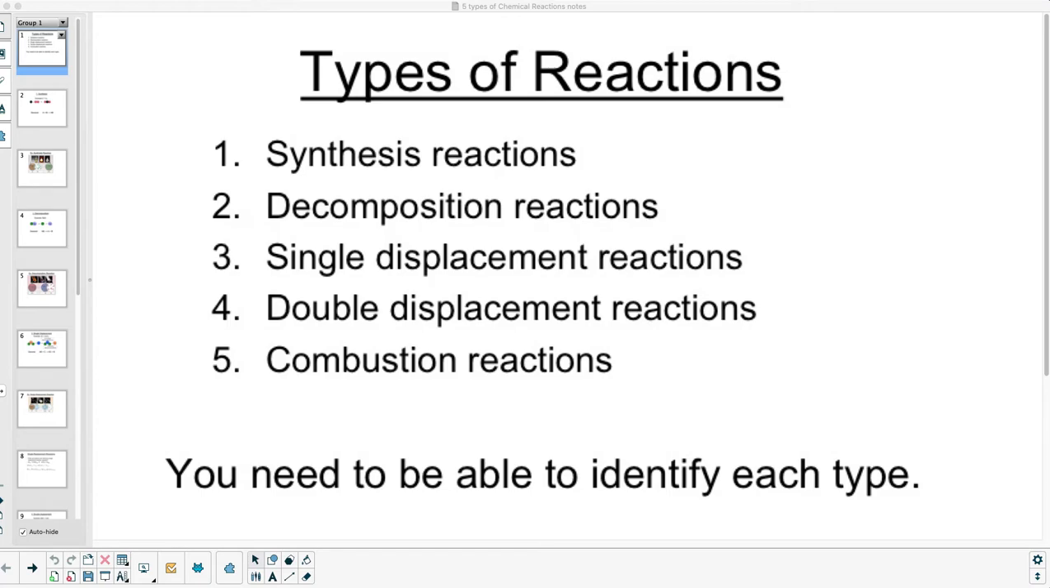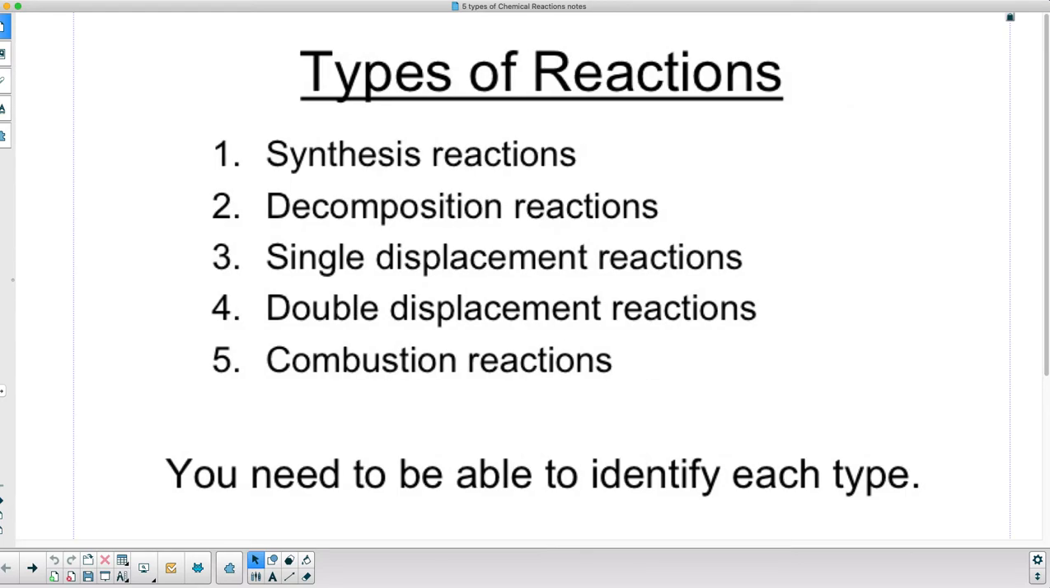Reactions that we're going to go over. Actually, there's hundreds of different types of reactions. However, we're going to take a look at 5 of the most common types of reactions. These do get a little bit confusing when we get down to single and double displacement reactions, but I'm going to do what I can to make it easier for you to understand what's going on. So let's take a quick look at this.